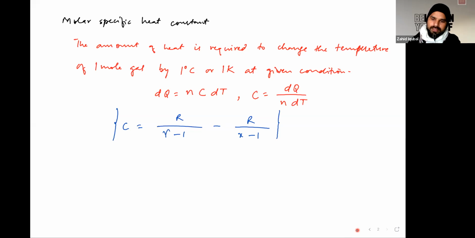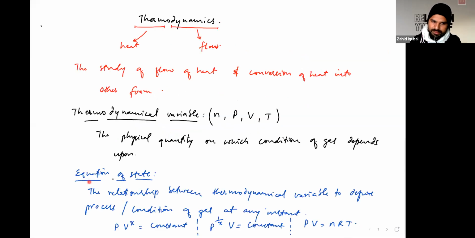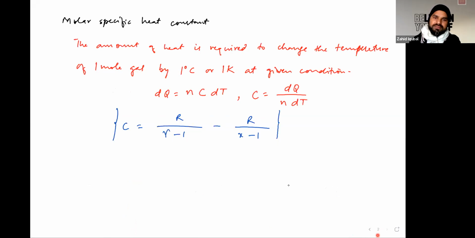Yes, sir. So in the last part, I defined for you the equation of state. So from this part, we have PV raised to x. If you know the value of x related to this process, on putting this value of x in this expression, you will be able to calculate C or simply molar specific heat constant. Now, next, what do you mean by R and what do you mean by gamma? I'm defining for you.